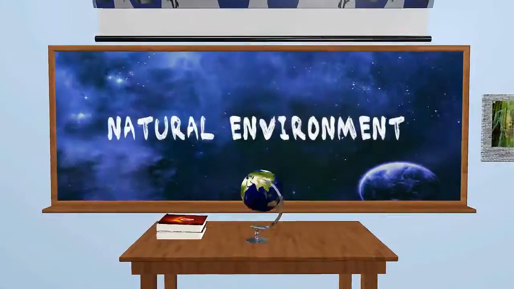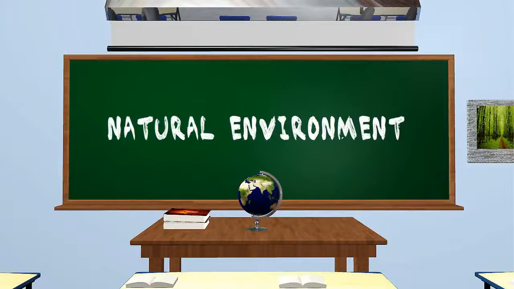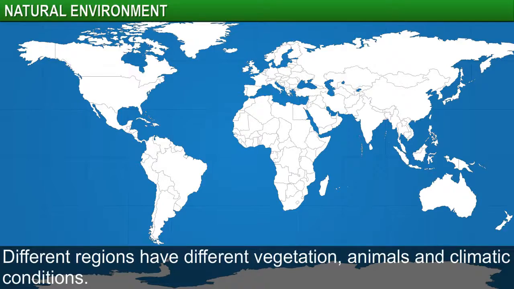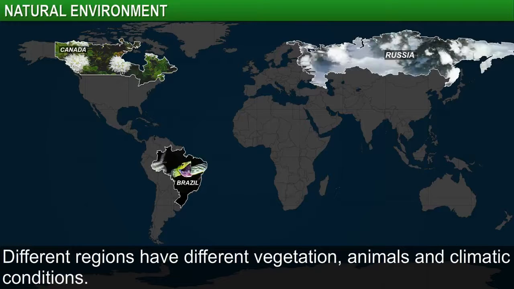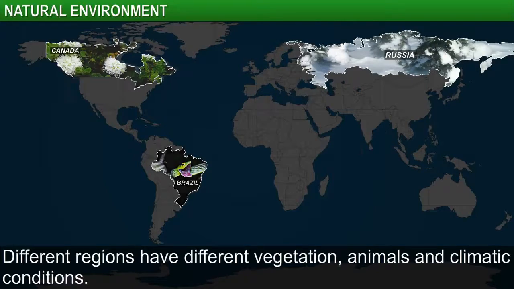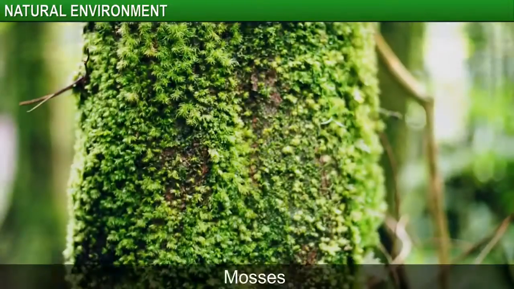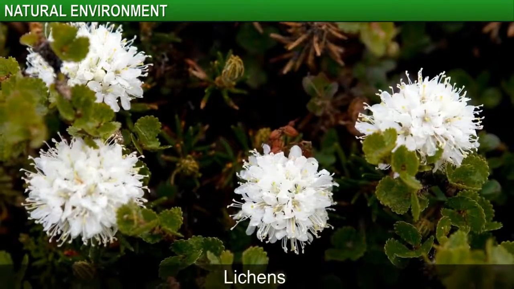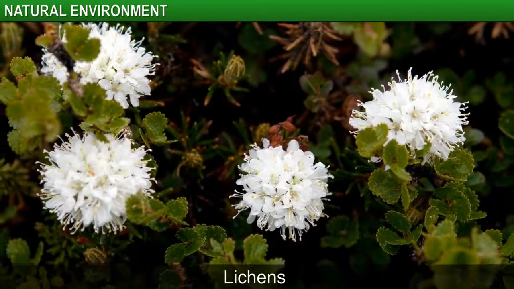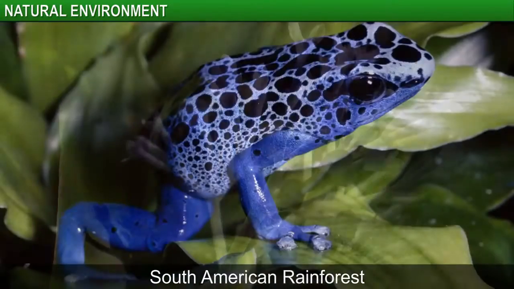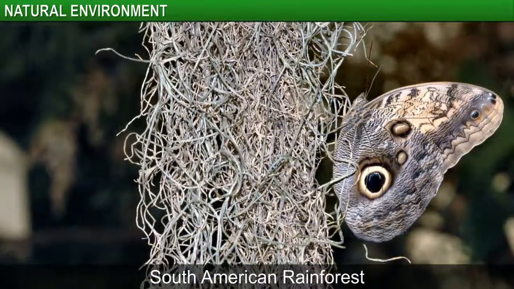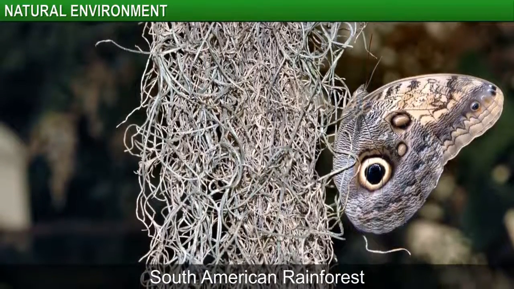In this module, you will learn about the natural environment. Different regions in the world can have completely different vegetation, animals, and climatic conditions. For instance, in the tundra regions in Canada and Russia, only mosses and lichens grow, whereas South American rainforests have the widest variety of plants and animals possible. What is the reason for this difference?